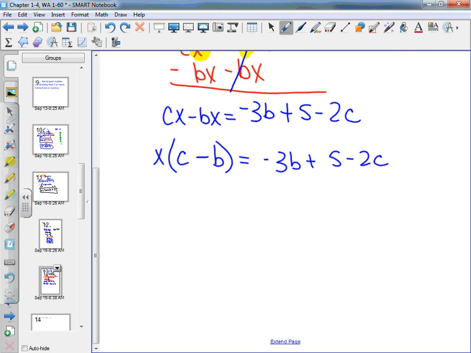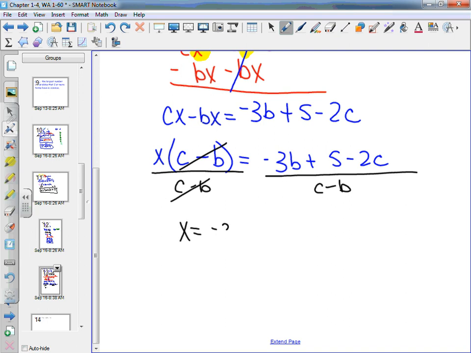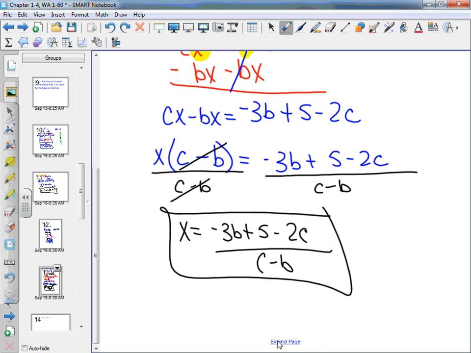Now, what am I solving for? X. What's attached? How do I get rid of it? Divide by that. Make this all one big side. That's gone, and X is equal to negative 3B plus 5 minus 2C all over C minus B. And yes, it can be that nasty and massive. It's legal. Okay? Are we getting it?